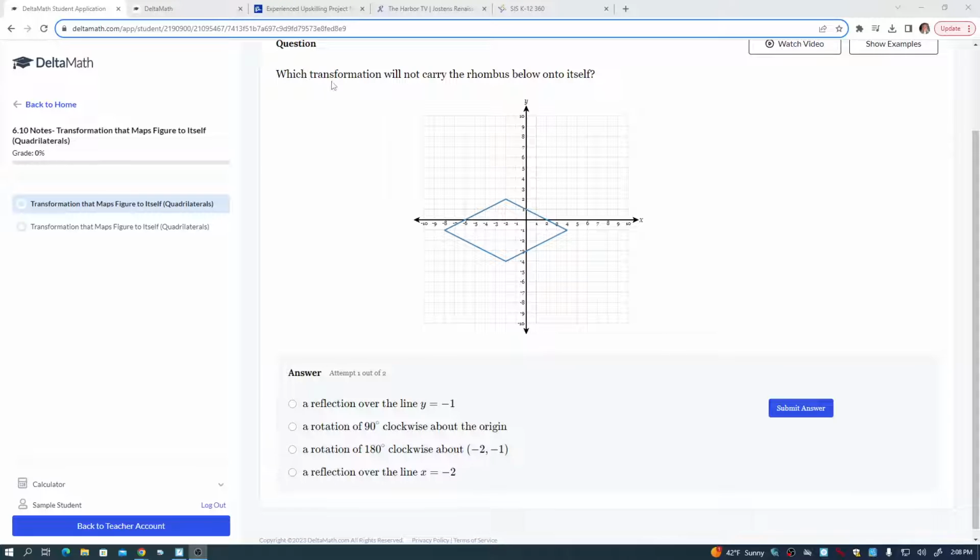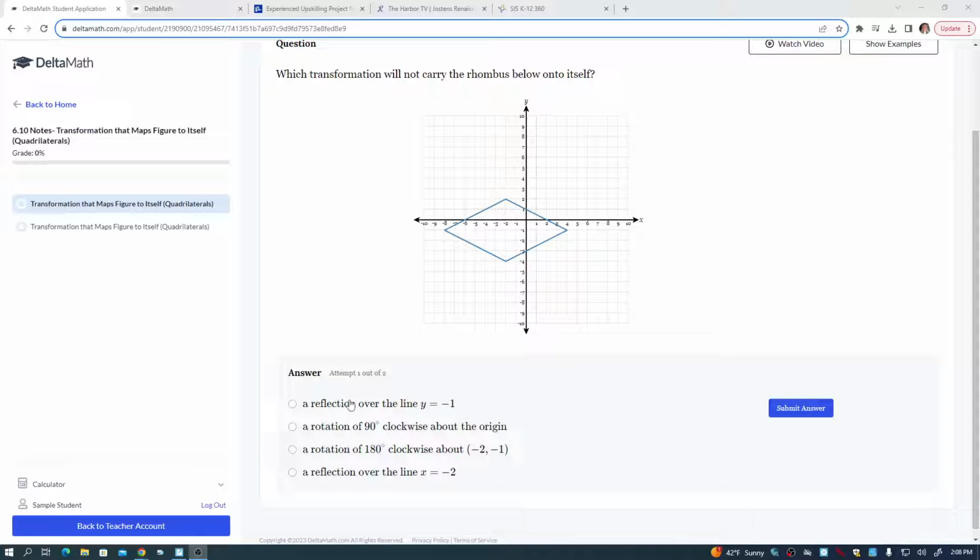This one says which transformation will not. So three of them will, one of them will not carry the rhombus below onto itself. So we've got to figure out its symmetry here. If it were reflected over the line y equals -1, remember y equals -1 is going to be a horizontal line like this. So if this were my line of reflection, would this fold over and create the same image? That is true. So we don't want to pick that one.